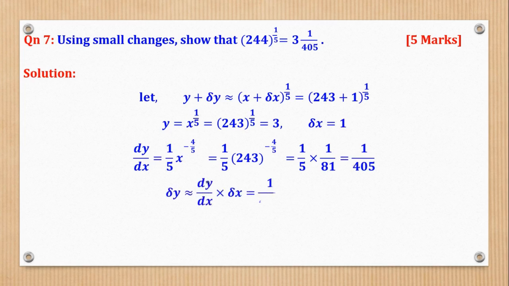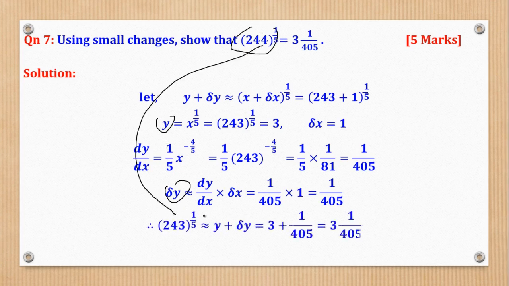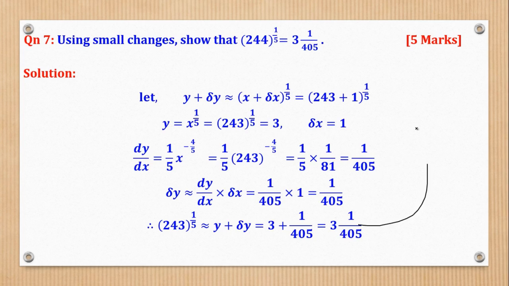Then from there, remember that small change in y approximates to dy dx times small change in x. So come and substitute for dy dx, which is here, and small change in x, which is here, to give you 1 over 405. So now that I have the value of y and the value of small change in y, I can easily get this value. So come and substitute for y and small change in y to give you this as the answer, and that is what they wanted.